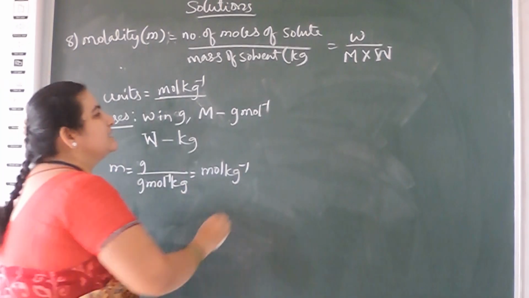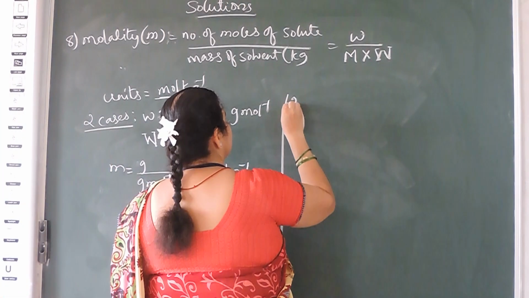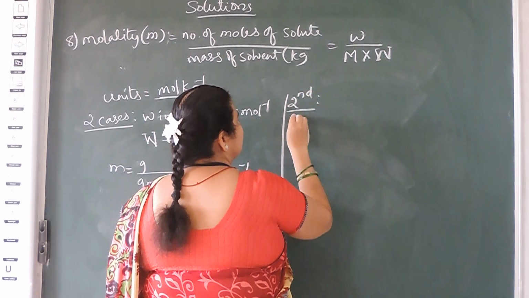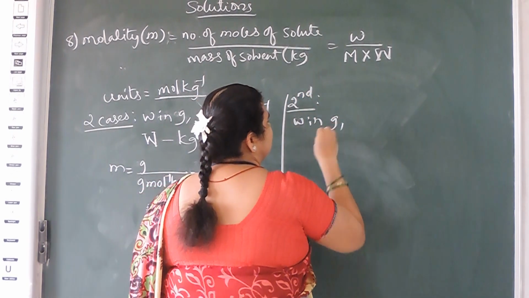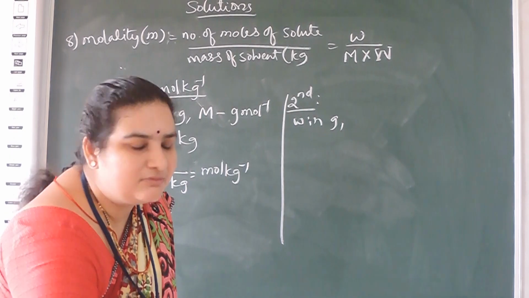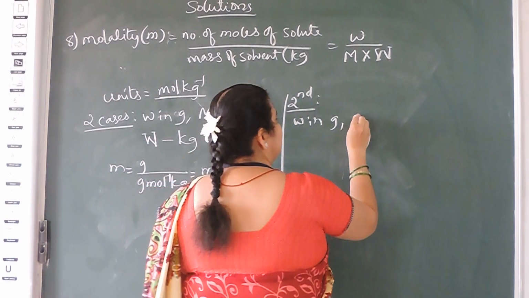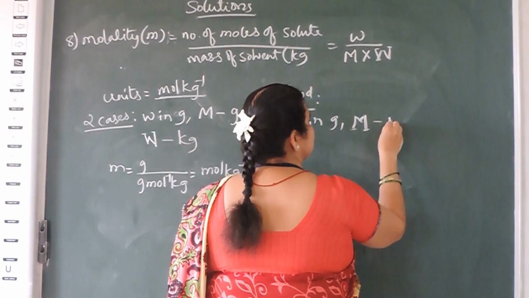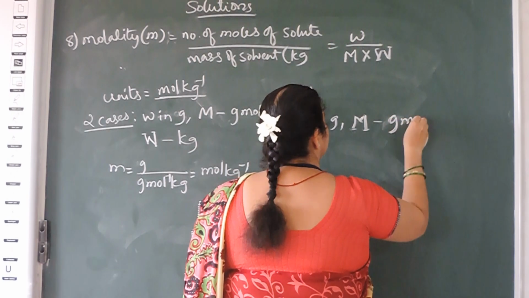Okay. Now second case, number 2. If W is in grams, same units, W will not be changing. Then capital M, molar mass, is also not changing, grams per mole.